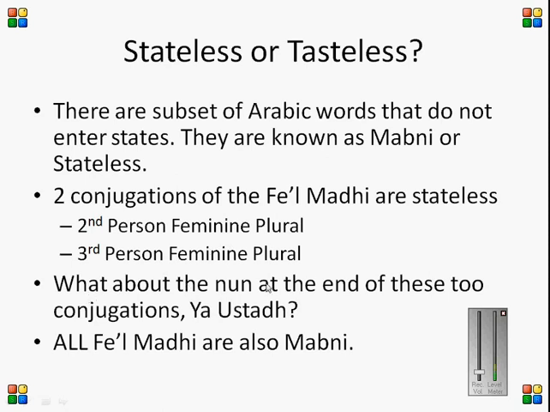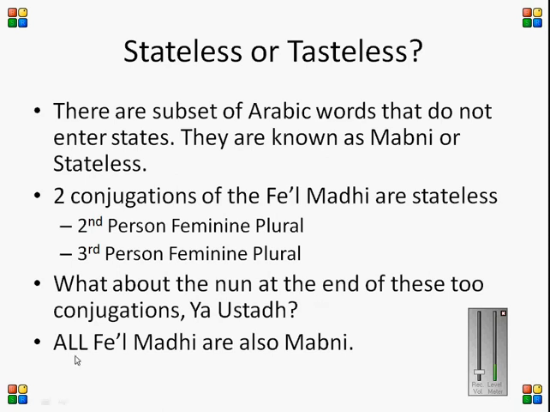And what about the noon at the end of these 2 conjugations? If you look at them, they have a noon at the end, and if you remember, a noon at the end and a dhamma at the end are 2 signs of the state of rafa. So that noon is actually not a reflection of the state of rafa, but it is referring to the subject of the verb, which is a group of women.